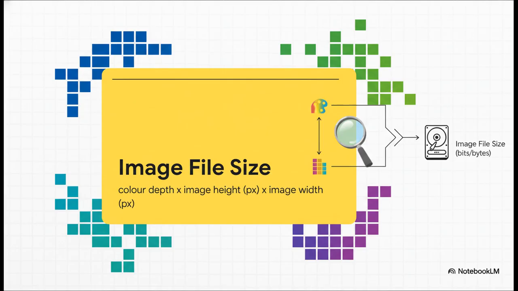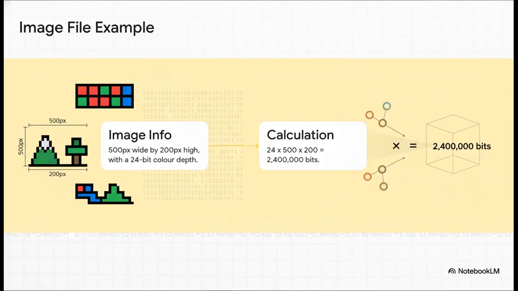Okay, next up, images. To calculate the size of an uncompressed image, you've got to multiply 3 things together. The color depth, which is just the number of bits used for each pixel's color, the image's width in pixels, and its height in pixels. Let's try an example together. Say we've got an image that's 500 pixels wide and 200 pixels high, with a 24-bit color depth. The calculation is 24 times 500 times 200, which comes out to 2.4 million bits.